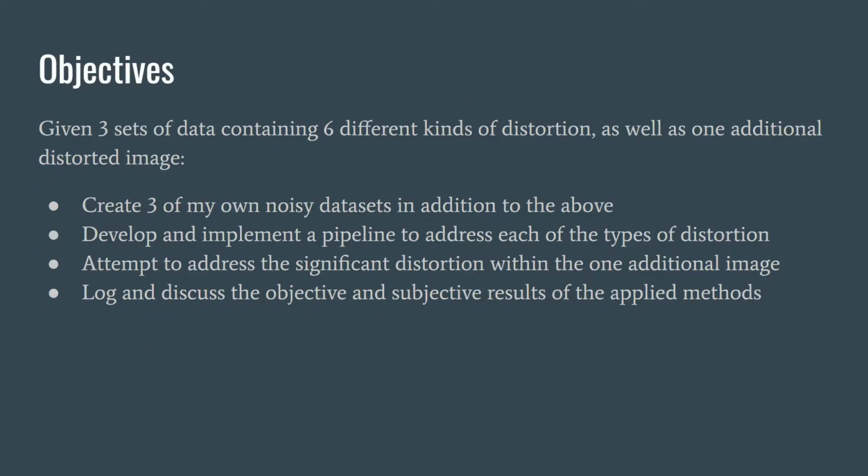So here's the goal of the project. We're given a number of sets of data with 6 different kinds of distortion. First, we have to create 3 of our own noisy sets of data. Then we have to create a pipeline of techniques and methods to address each of the 6 different types of distortions within our 6 sets of data. Then, using that pipeline, we have to use our techniques and methods to attempt to denoise and enhance a particularly bad blurry image.